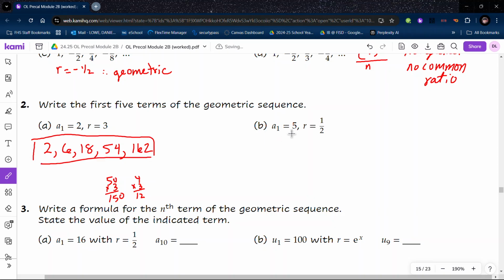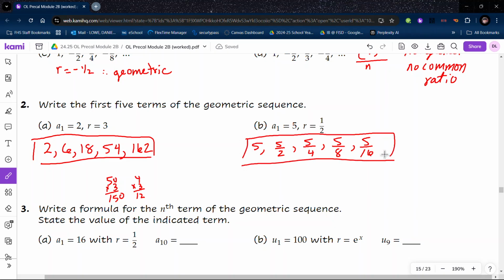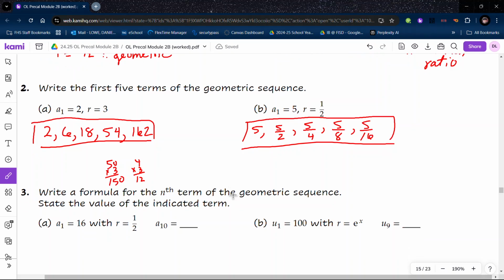All right, for this one, first term 5, the common ratio 1/2, so I have 5, then 5 halves, then 5 fourths, then 5 eighths, then 5 sixteenths, and those are my first 5 terms. I'm just multiplying through. All right, we have our geometric sequence, and once again, separated by commas.